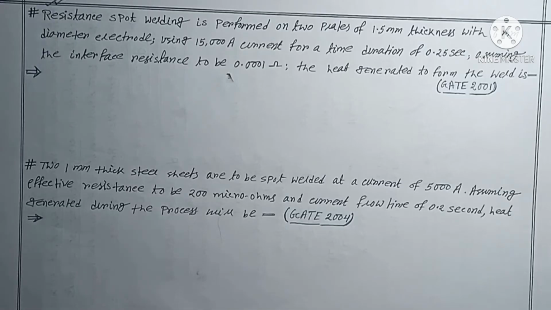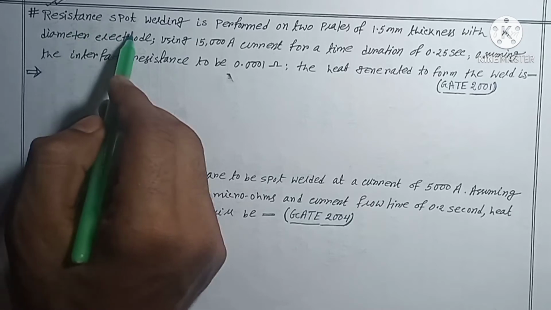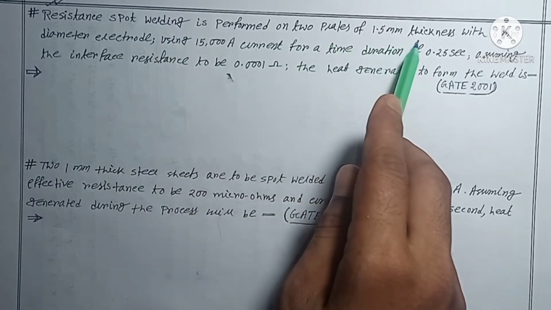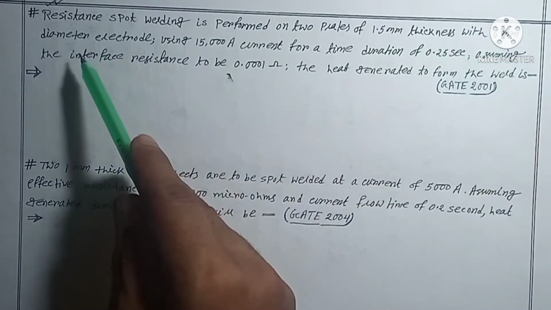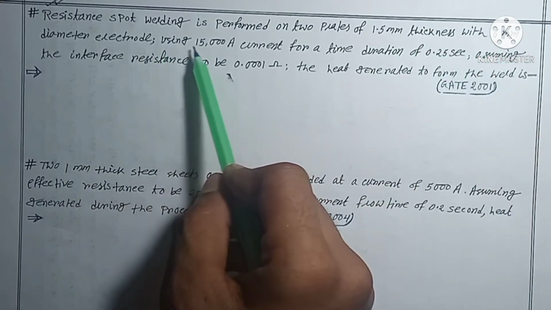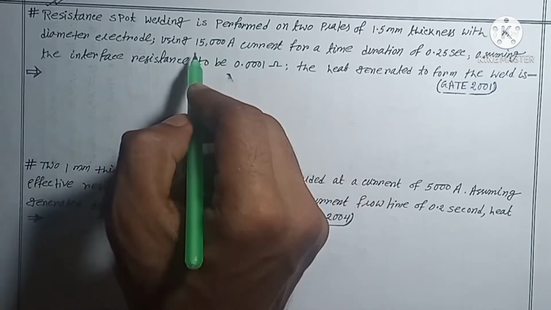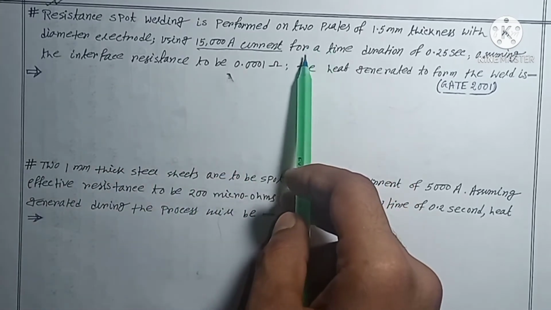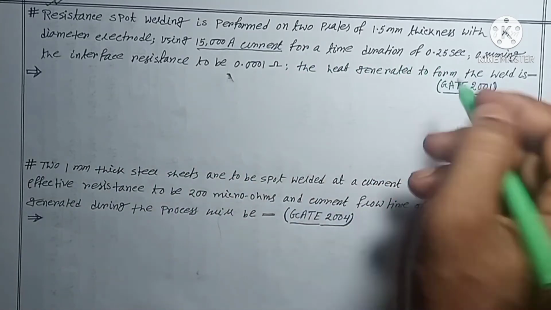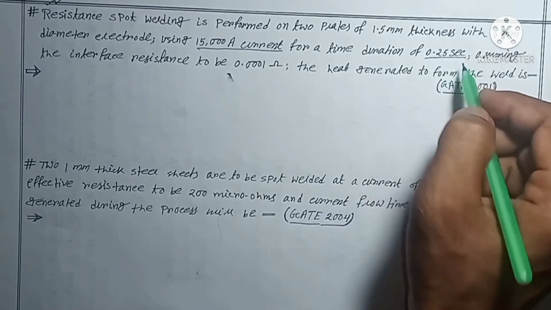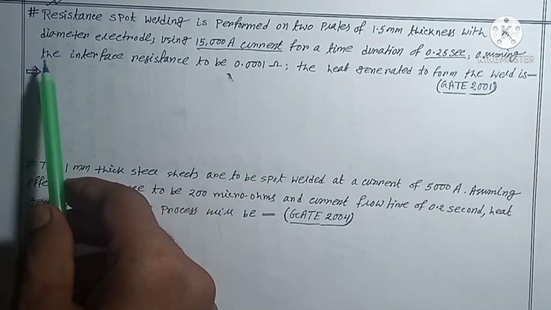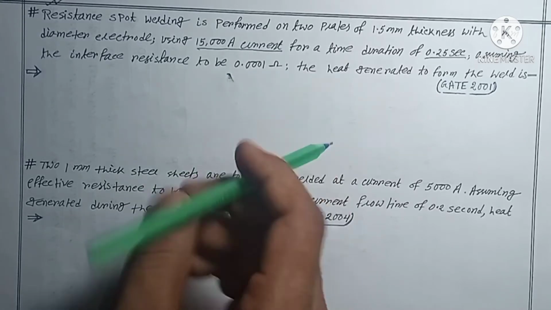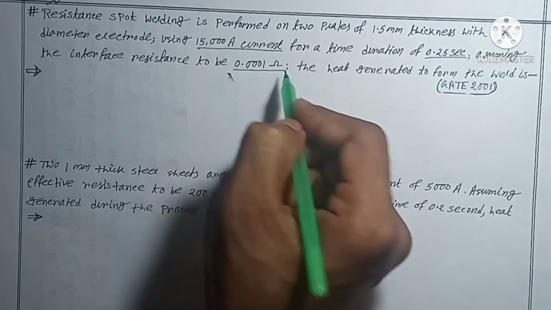First of all, carefully read the question. Resistance spot welding is performed on two plates of 1.5 mm thickness with a 6 mm diameter electrode using 15,000 A current. So how much current are they using? 15,000 A. Now for a time duration of 0.25 second, the time duration is also provided. Assuming the interface resistance to be 0.0001 ohm. So resistance is also provided to us.